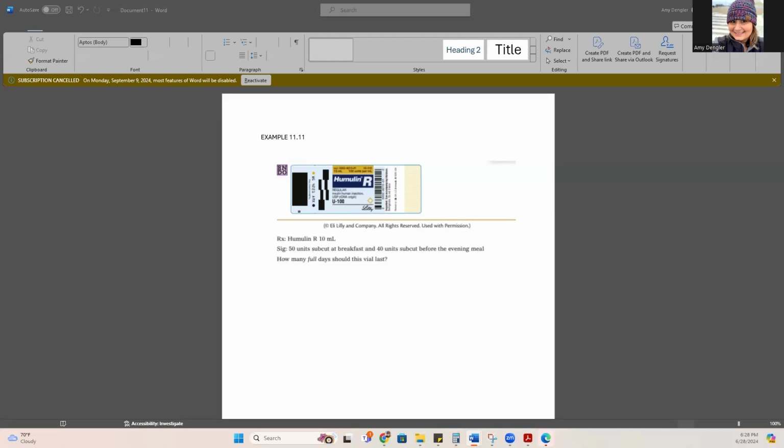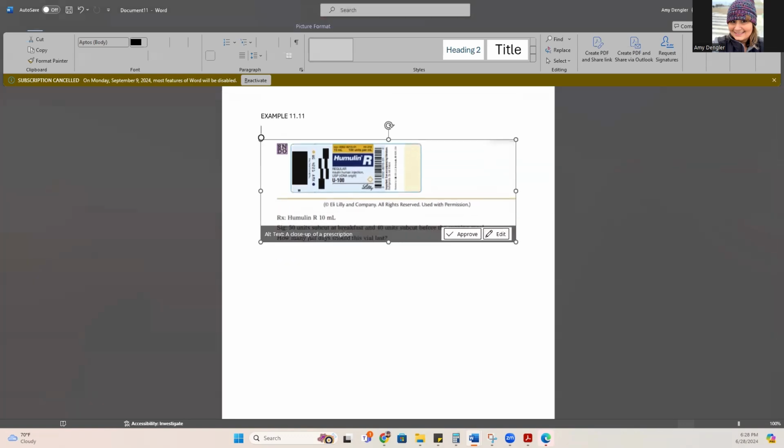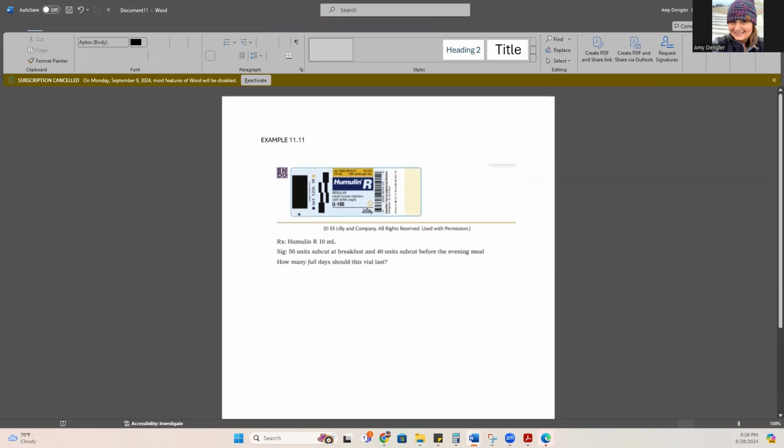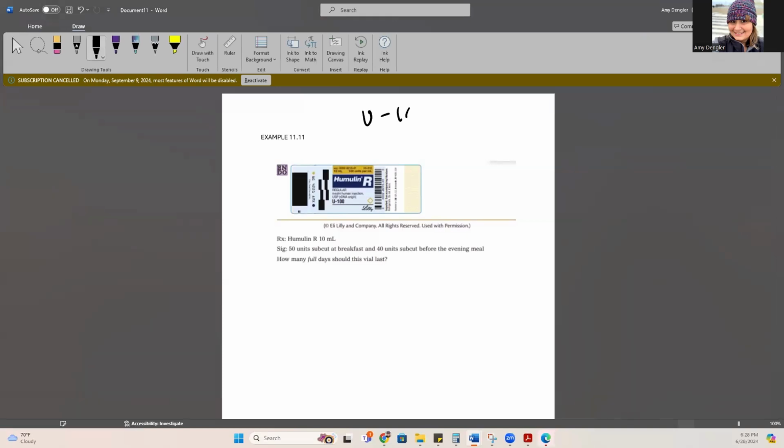Example 11.11, it's essentially the same type of problem that we just did, except this is about how long an insulin vial lasts based on how much the patient uses it. So first things first, we need to find out how many units are in our insulin bottle. You should know at some point that there are 1,000 units in each bottle, but to figure that out, remember that insulin is U100, so that means there's 100 units of insulin per 1 ml.